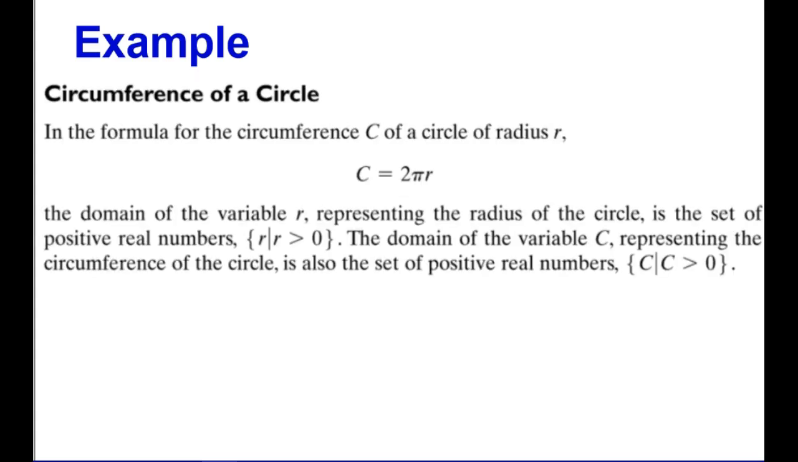Now we're looking at the circumference of a circle. We're just talking about some domain events here, and this is example number 9. My domain for r, and remember r is my input, would be all positive real numbers, because it does not make sense to have a negative radius on a circle. So we want to think about what we're actually dealing with, and not just the fact that these are variables or letters.